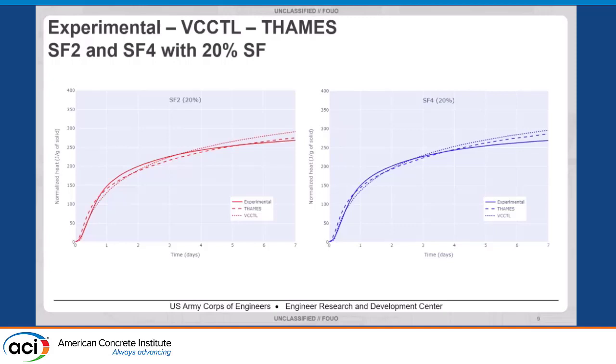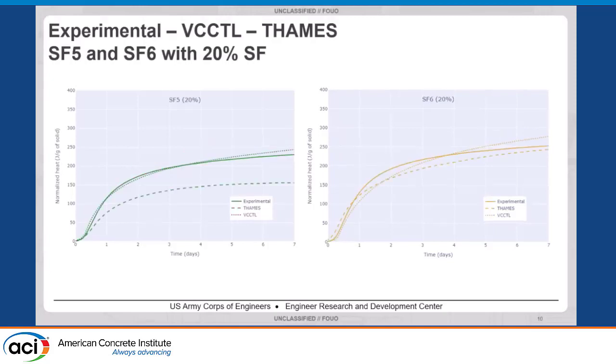So we are comparing the experimental to VCCTL to THAMES in this one, and we are seeing pretty good agreement between the simulations, both VCCTL and THAMES, and the experimental. For both SF2 and SF4 samples, they were both undensified. And now we move on to SF5 and SF6 samples.